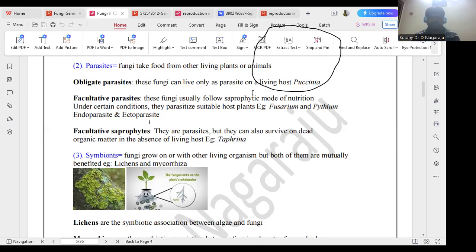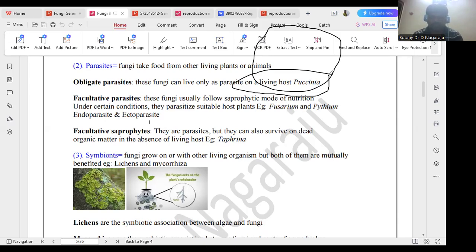You know Puccinia graminis tritici, wheat rust. Wheat rust disease is caused by Puccinia. You have studied the Puccinia life cycle: macrocyclic life cycle, a very long life cycle. It depends on two hosts. What is the primary host of Puccinia graminis tritici?